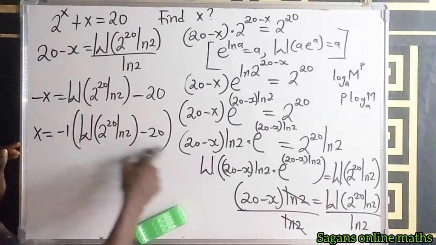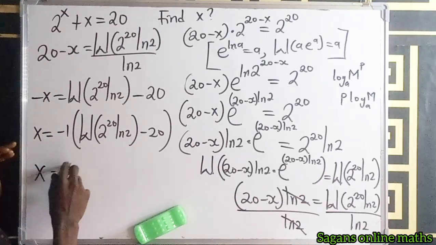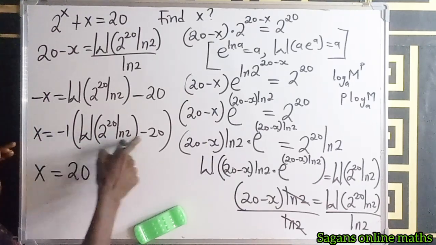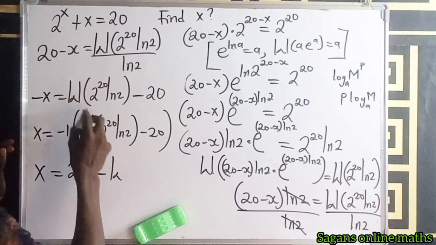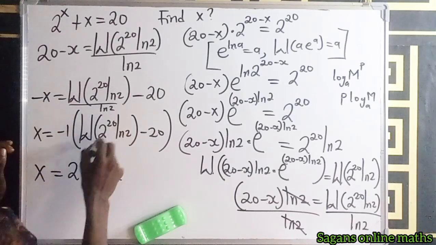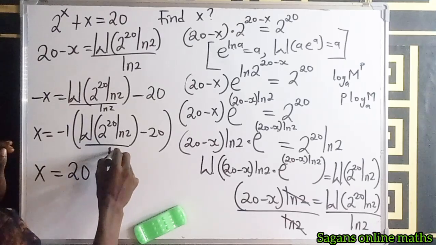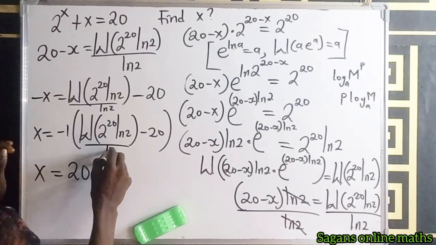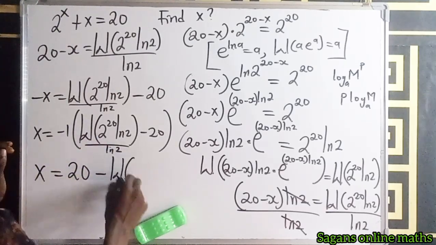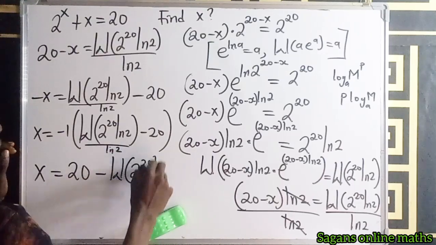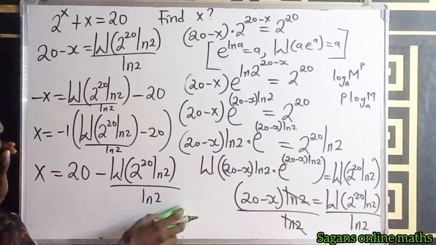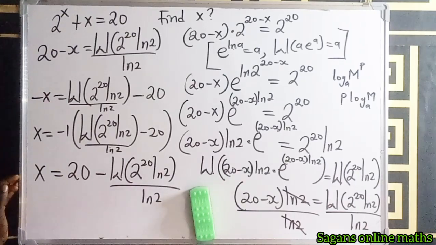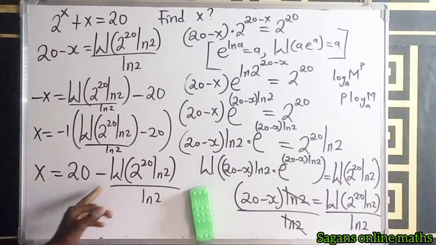So if we open this, we're going to see that our x is equal to 20, because minus 1 times minus 20 is 20, then minus the W function, sorry, this is ln 2, yes, ln 2, the W function of 2 to the power of 20 ln 2, divided by ln 2. And this is the beautiful solution to this problem. So our x is equal to this.